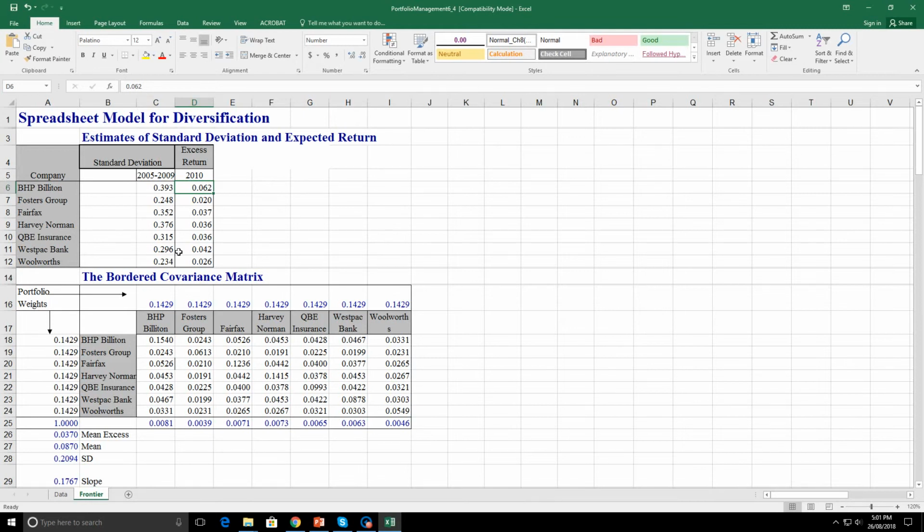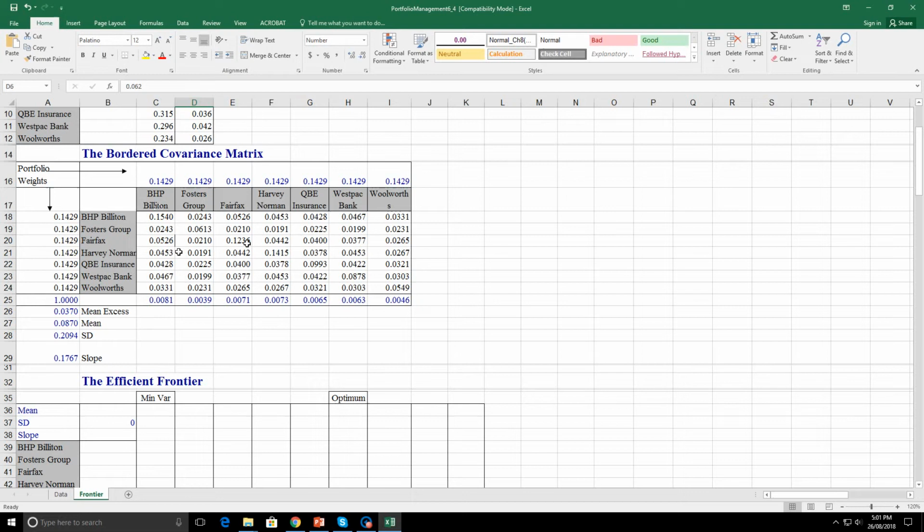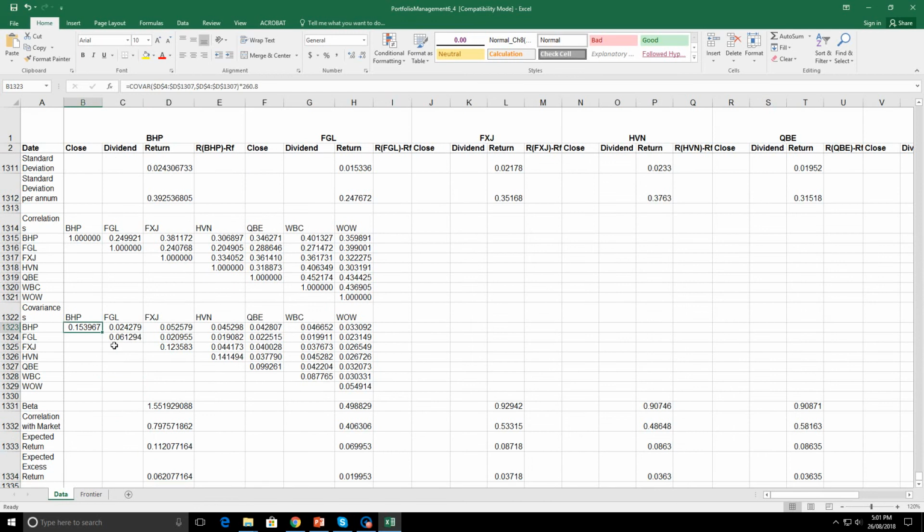The next part is the covariance matrix, and you can see that these are the covariances for each pair of stocks. When we calculate the covariance for the same stock, it's basically a variance. But this one is the covariance for BHP and Foster's Group. These are the covariances for BHP and Fairfax. They also come from the previous calculation. You can remember this is the variance-covariance matrix for the 7 stocks that we have.